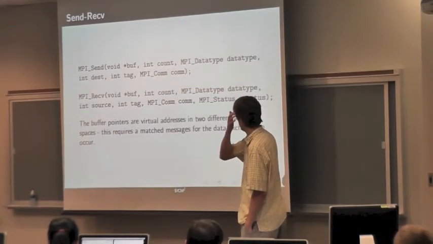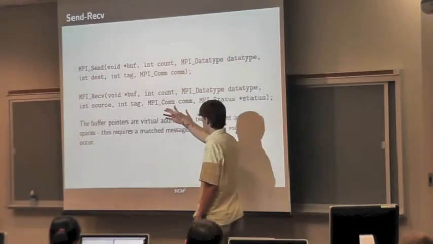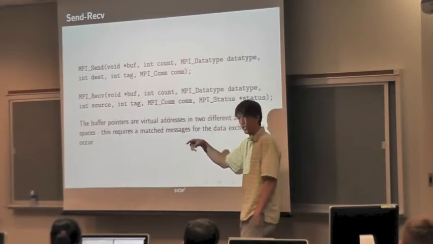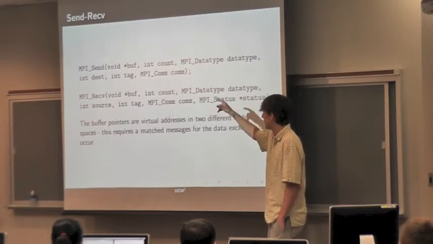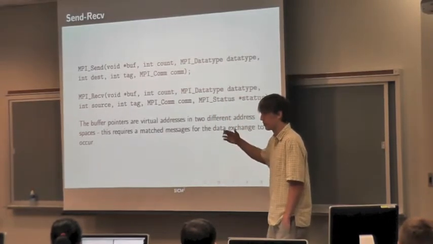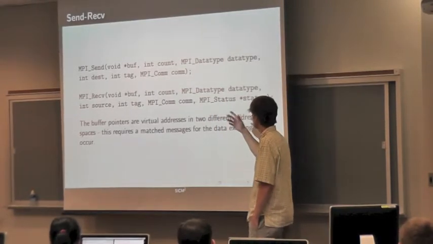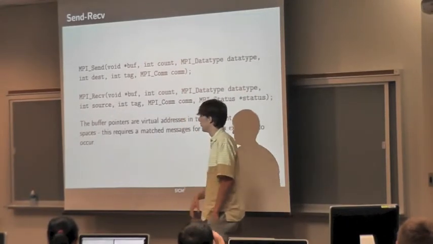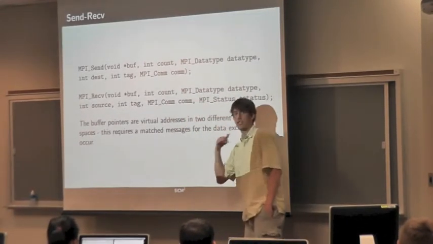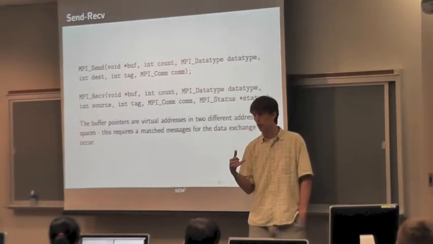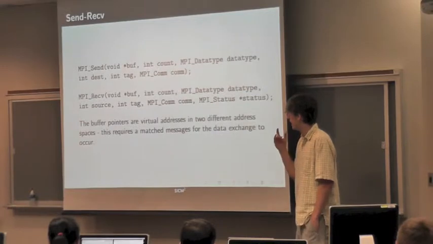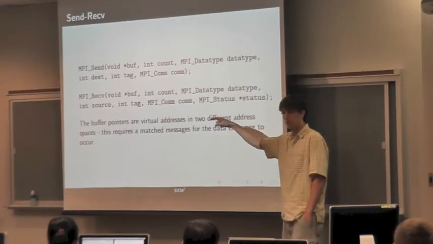So you have an input buffer. These are buffers in the sender's and receiver's processes. So this void buff is not the same, unless of course you're running in one process. Count, same thing. Data type, same thing. Source and destination. When I call send, the destination is who am I calling, and on receive, the source is who's calling me.